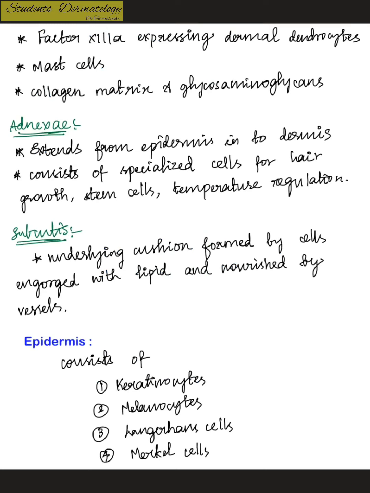The adnexae is nothing but the part surrounding an organ. It extends from the epidermis into the dermis, and it consists of specialized cells for hair growth, stem cells, and temperature regulation. Next is the subcutis. The subcutis is a layer present beneath the dermis, and it forms an underlying cushion, and the cells are engorged with lipid and nourished by vessels.